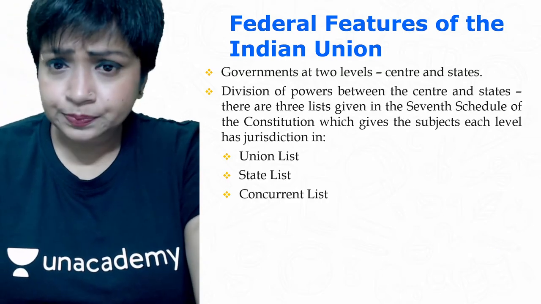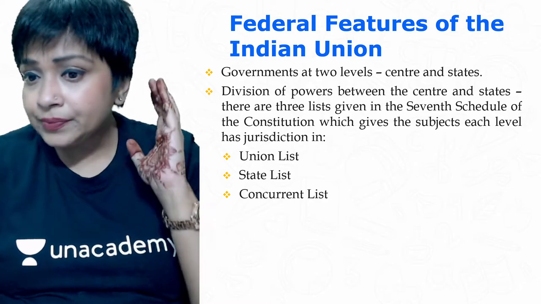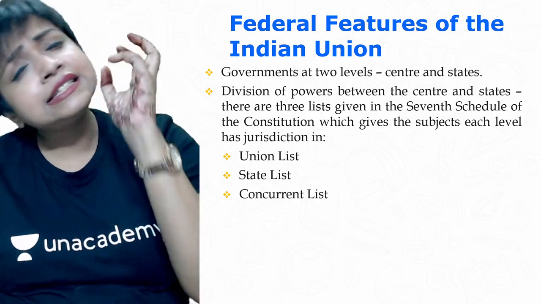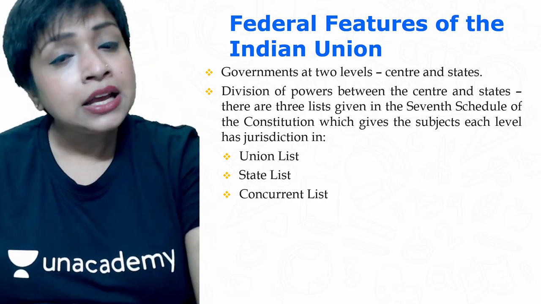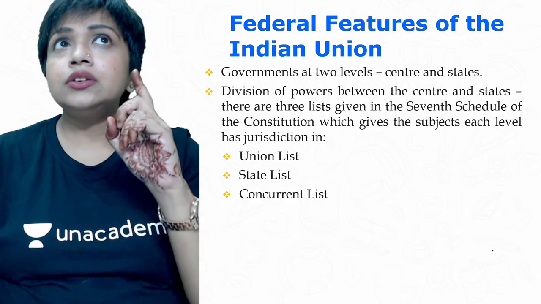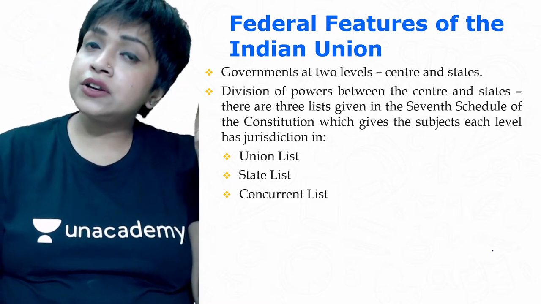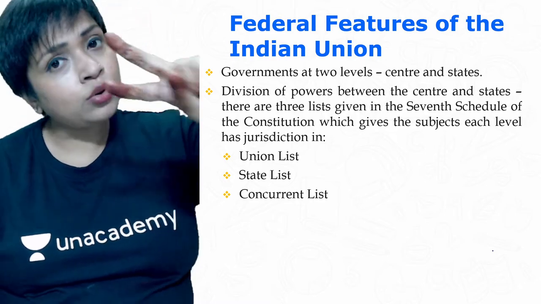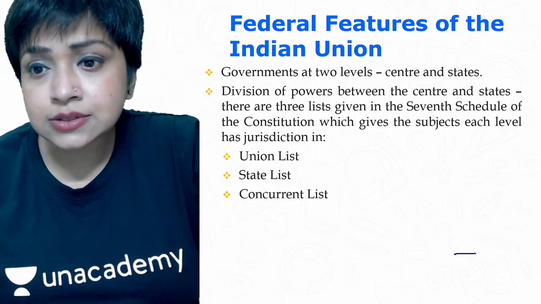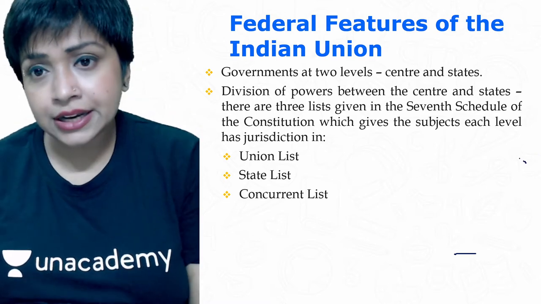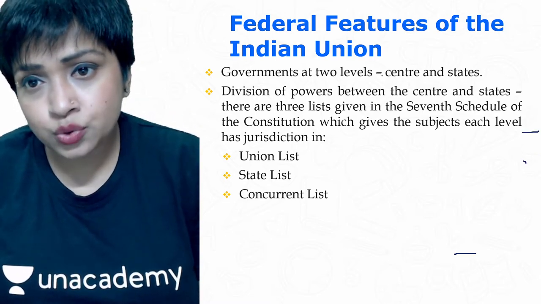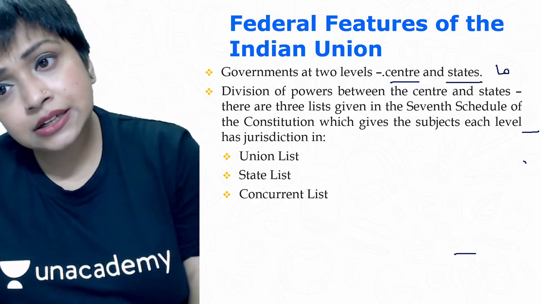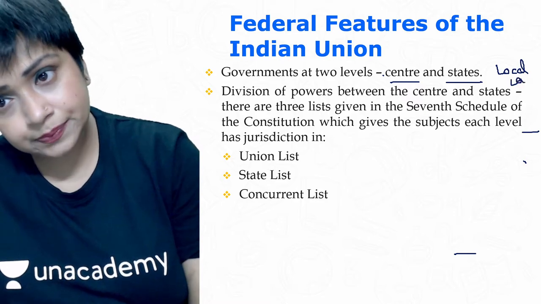Now let us first focus on a few features of India which are definitely federal features. Remember when we talked about the features of federation, we said that in a federation you have to have not only the union level but also the state level. So this is what we have in India, right? We have the union level, the state level, as well as the third tier of government, that is the local level.